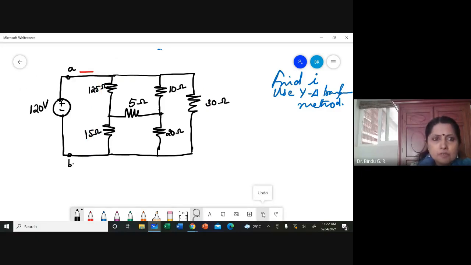Okay, this is the current. Can you identify star or delta in this circuit? Anyone? Let me put some terminals also. These are all terminals A, and these are all terminals B. So I can put C as this terminal, this node, and this as D. Can you identify any star or delta connection here?